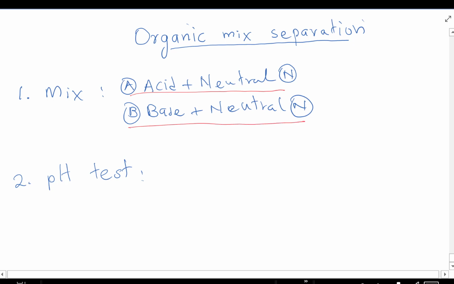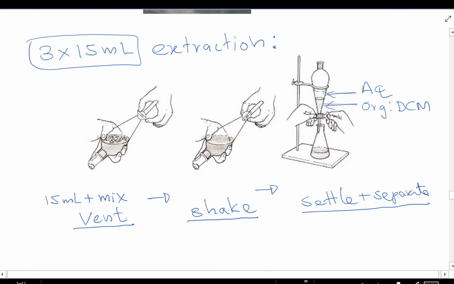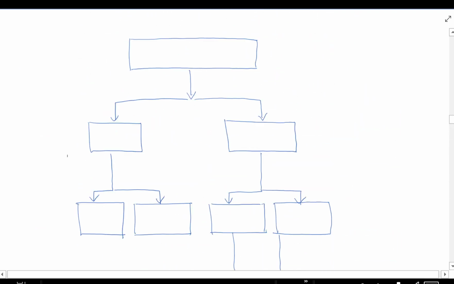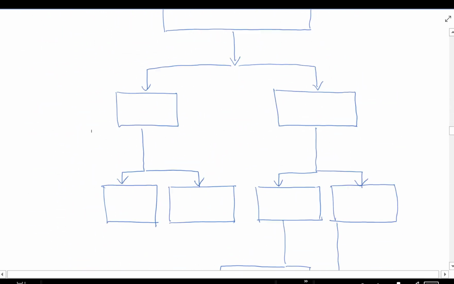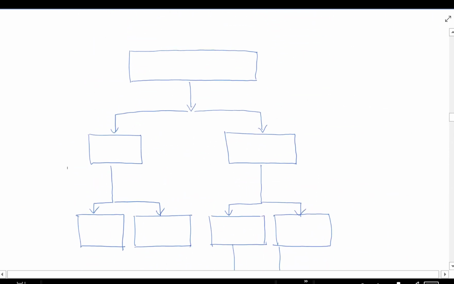Now let's look at mixture separation: two flowcharts, one for the acid and neutral, the other one for the base and neutral. Yes, so it's a good idea to have flowcharts like this one. You can have actually two, one blank, one written with what you will be doing, right? Especially when you're going for an exam, it's better to have two charts.